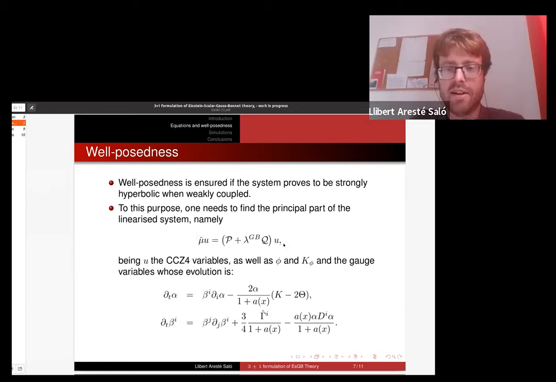that we denote in this form, where U are the CCZ4 variables as well as the scalar field and its curvature and the gauge variables, and then we have that P is the Einstein sector of this matrix, and then Q is the perturbed part.